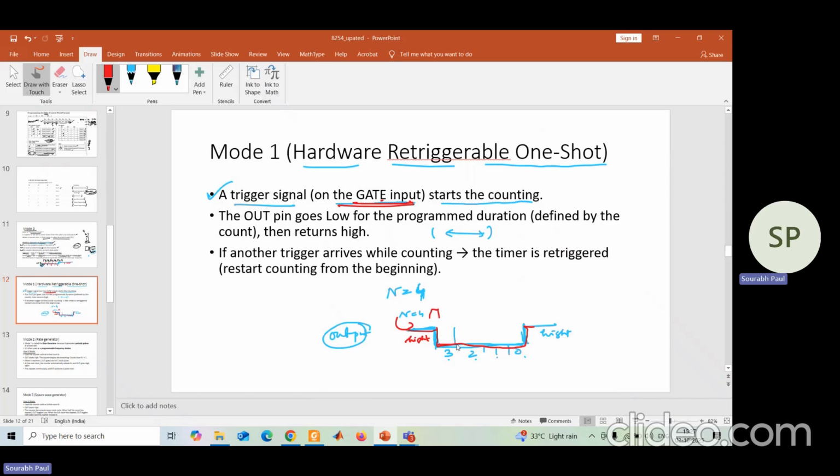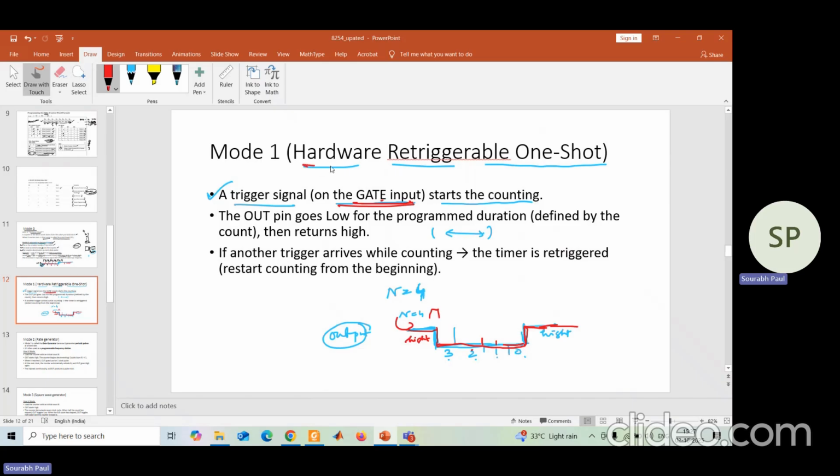Means you can have a count of 3, then 2, then 1, then 0. So 4 count. After this 4 count, again your output value will become high, and it will remain high until you load a new value to the counter. This is the property of mode 1.